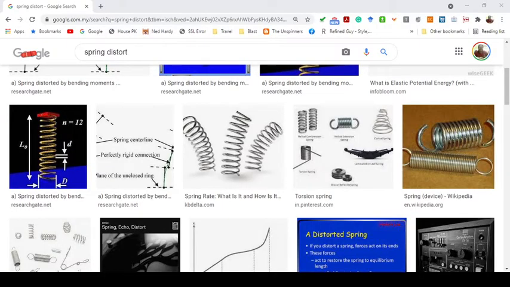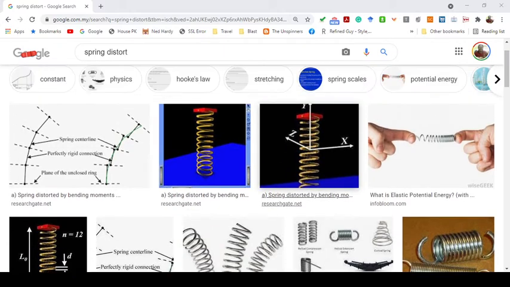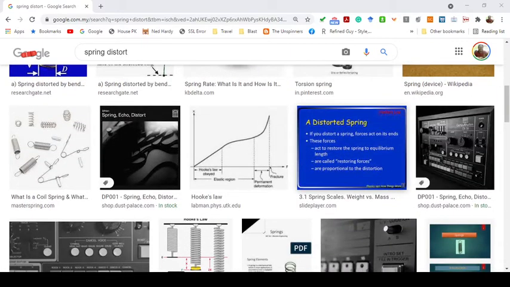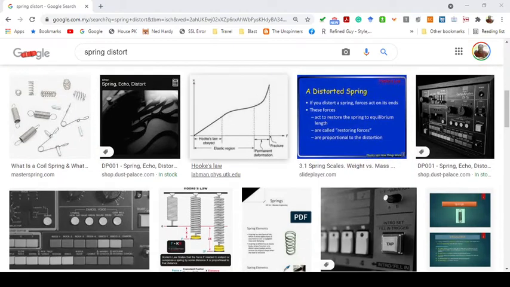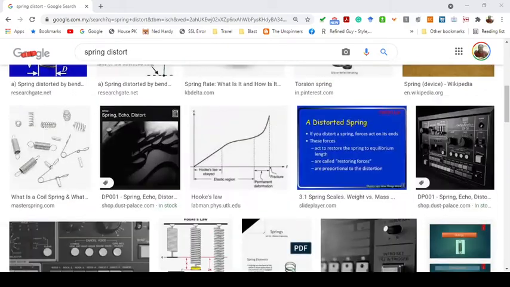Okay, this is a distorted spring. The spring is being distorted like this. If the stress is 1.3 times larger than it should be, it becomes distorted like this. A distorted spring has forces that act to restore it to its equilibrium length, called restoring forces, which are proportional to the distortion.